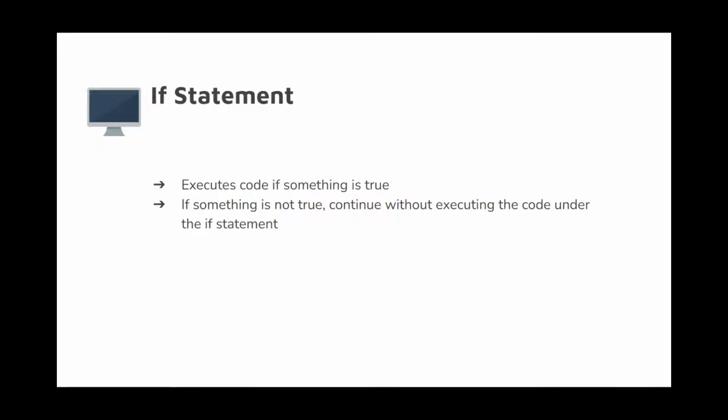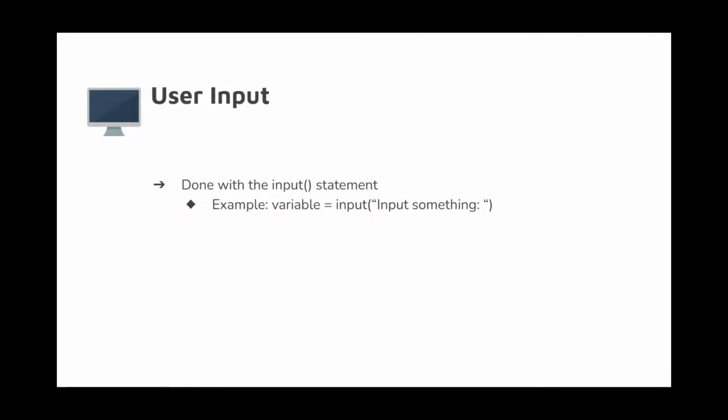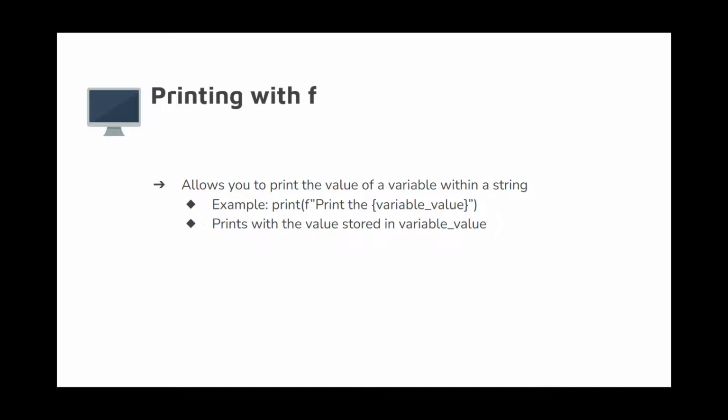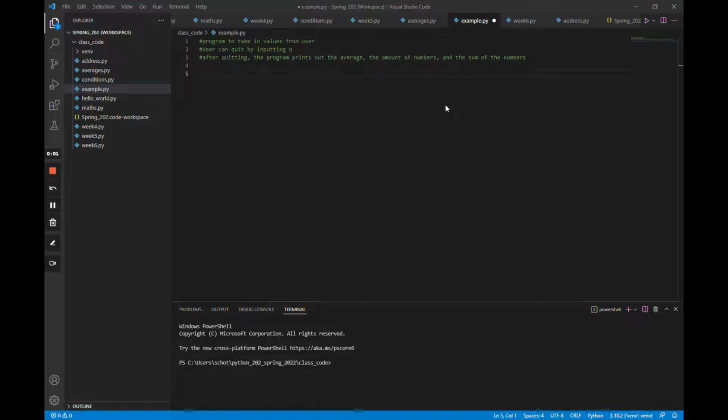The next concept used is an if statement. An if statement essentially says, if something is true, execute the indented code. If something is not true, then continue. Next, we have user input, which is easily done with the input statement. Finally, there is printing with f strings. These are strings that allow you to print out the actual value of a variable rather than just a variable's name. So, now we can get started.